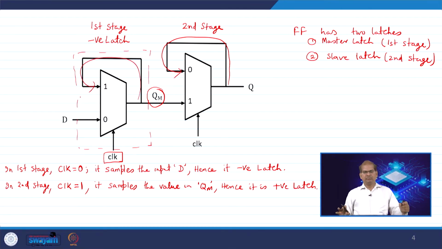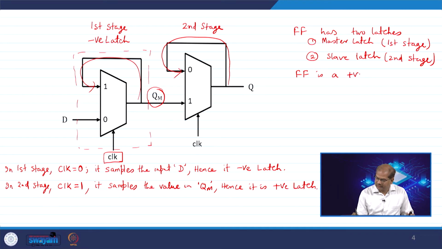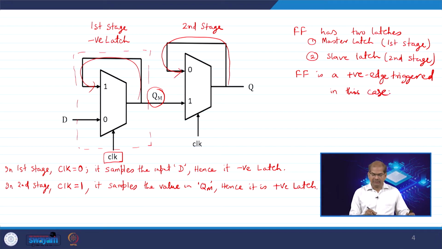Okay. So, this is the basic principle of a flip flop, which is a positive edge triggered flip flop. The most important point is that your flip flop is positive edge triggered in this case. If it is negative edge triggered, these things will be reversed. The first stage will be a positive latch and the second stage will be a negative latch.